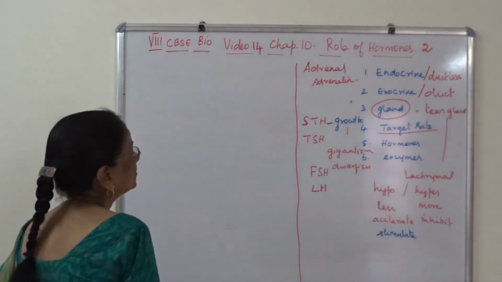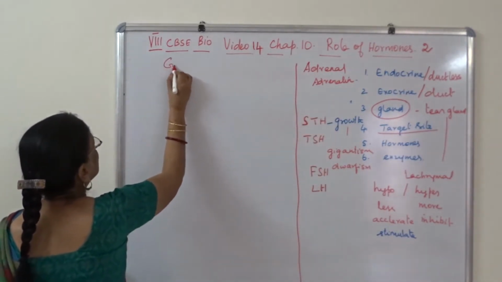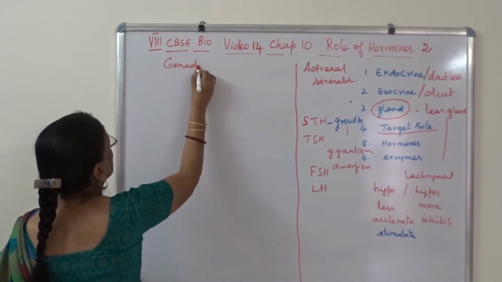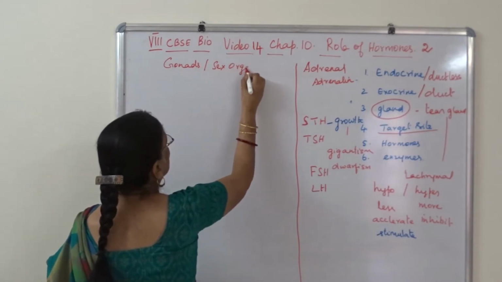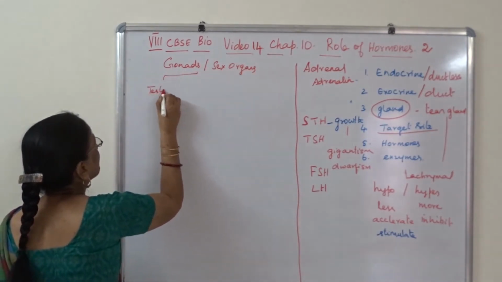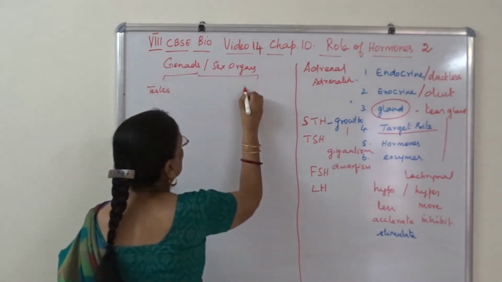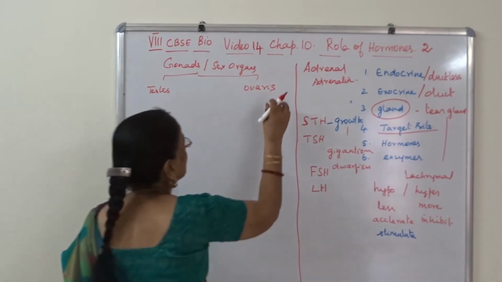Next one is gonad. Gonads are the sex organs, okay, as testis and ovary. Testis and ovary.